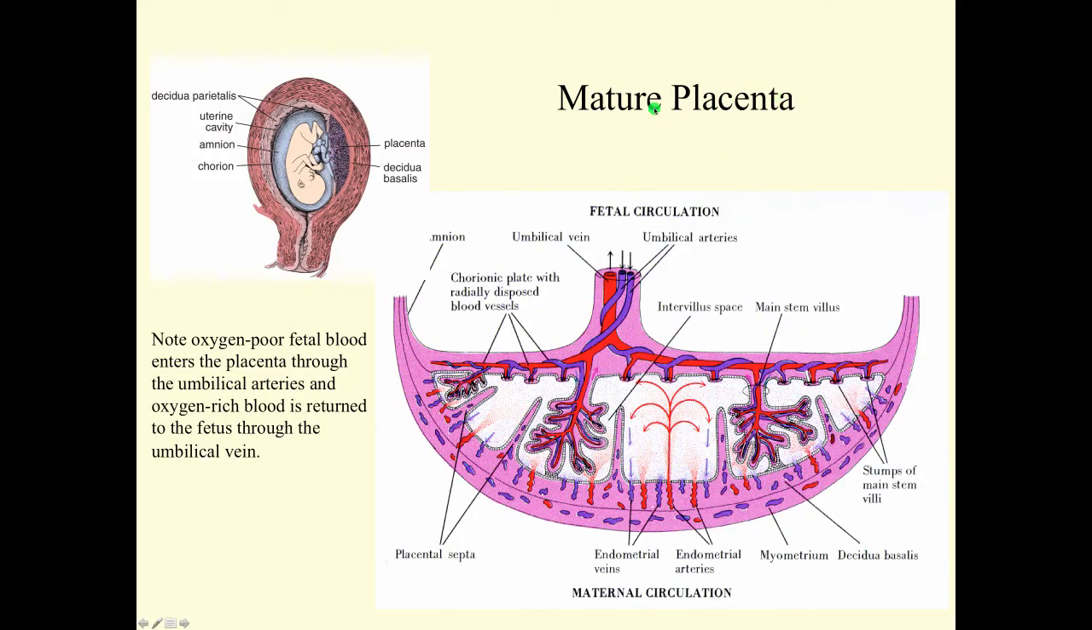This is just to remind you of what the mature placenta looks like. Note that oxygen-poor fetal blood enters the placenta through the umbilical arteries, and oxygen-rich blood is returned to the fetus through the umbilical vein. I'm not going to test you on this for our course, but these are things that I would expect you'll remember from your embryology.